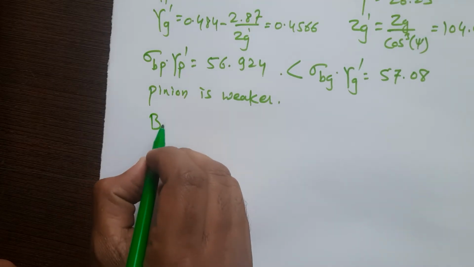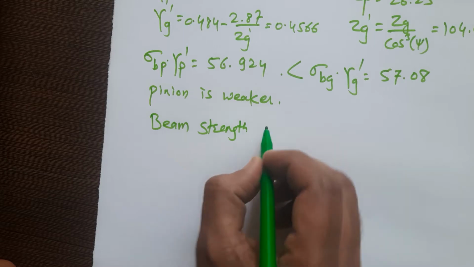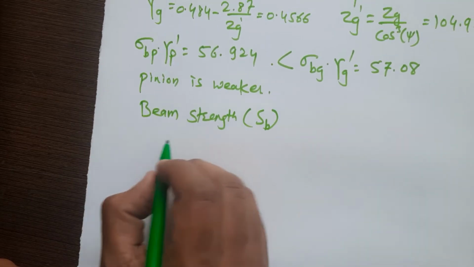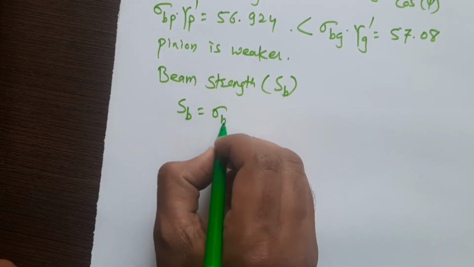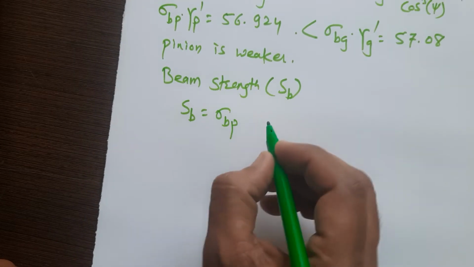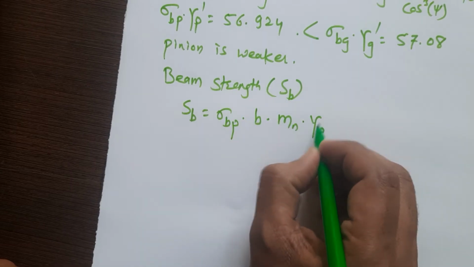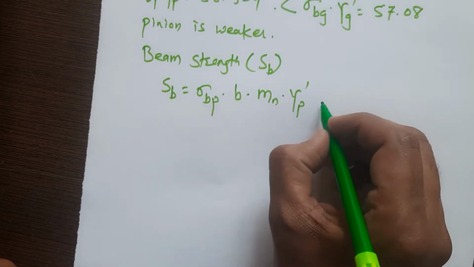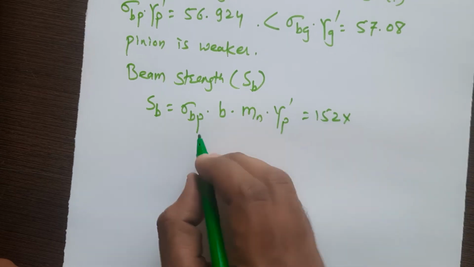So beam strength of the weaker element, SB, is given as sigma BP times B times Mn times Yp dash, because the pinion is weaker. Here, if you substitute the values, sigma BP is 152, and B is the face width.